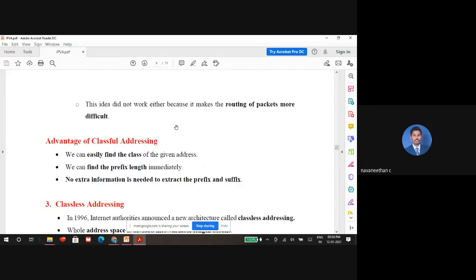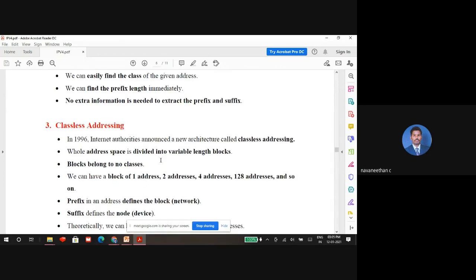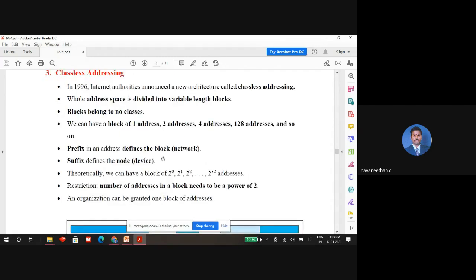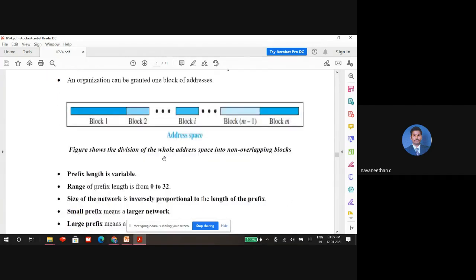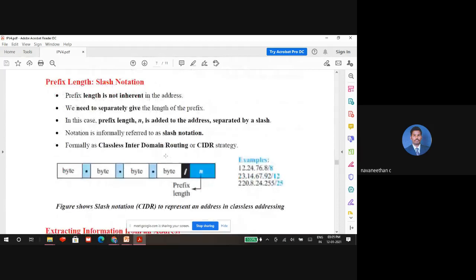But anyhow, I've just listed some of the advantages. We can easily find the class, basically it will be classful only. We can find the prefix length immediately, and no extra information is needed. Next, with respect to classless, I want to give some problem regarding depletion. I have the simple notations.